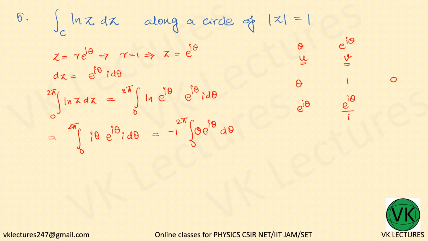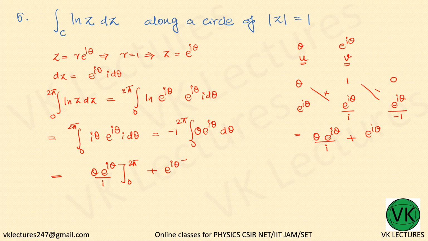Second integral is e to the power i theta by minus i into i, that is minus 1. So this is plus, this is minus. So the integration is theta e to the power i theta by i, minus of minus, plus e to the power i theta. Now substituting the limits, theta e to the power i theta by i from 0 to 2 pi plus e to the power i theta from 0 to 2 pi.